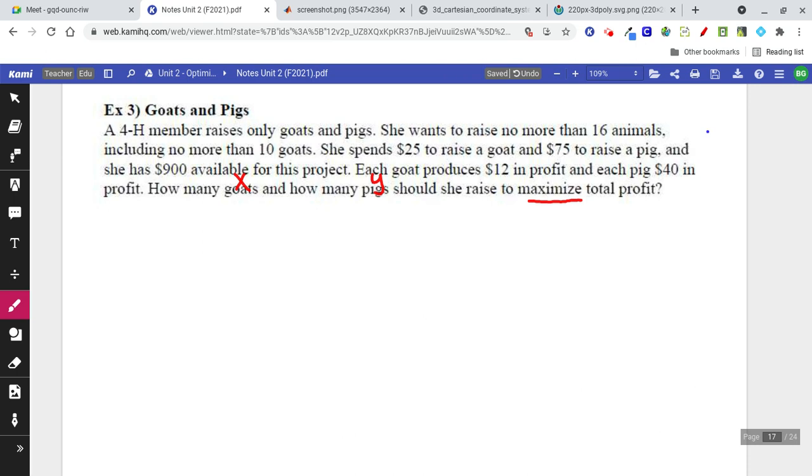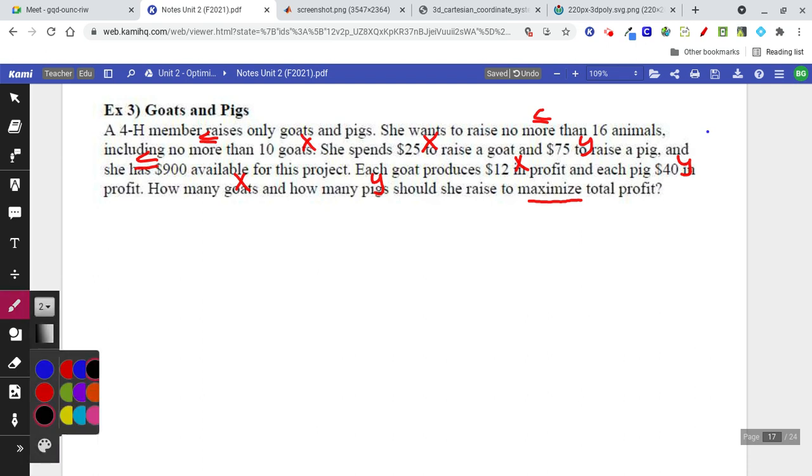So go back and everywhere it says goats, put an X, and pigs, put a Y. So no more than 16 animals, no more than 10 goats, $25 to raise a goat, $75 to raise a pig, $900 available. So that means that she can spend $899. That's another less than or equals. Each goat produces $12 in profit, and each pig $40 in profit. Okay, goats was X as well.